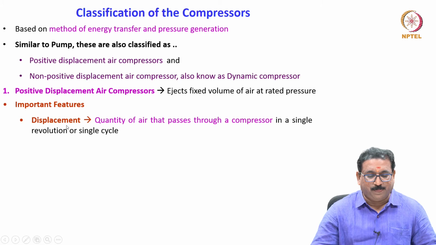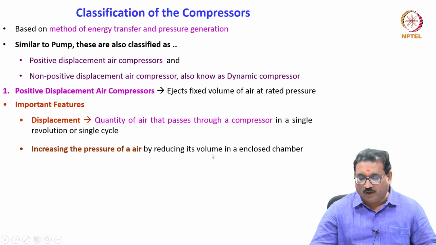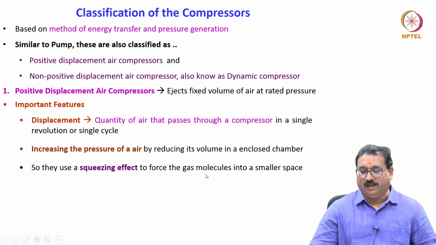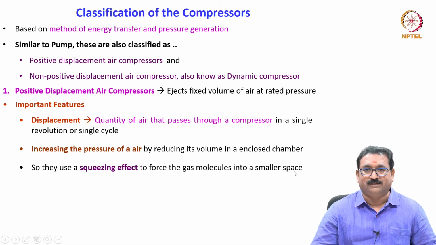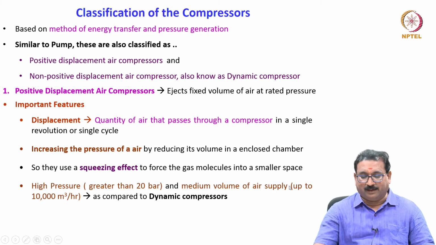An important feature here is displacement. What is displacement? The quantity of air that passes through a compressor in a single revolution or a single cycle. The pressure of air is increased by reducing its volume in an enclosed chamber. So, they use a squeezing effect to force the gas molecules into a smaller space. High pressure, meaning greater than 20 bar, and medium volumes of air supply up to 10,000 cubic meters per hour, as compared to dynamic compressors.